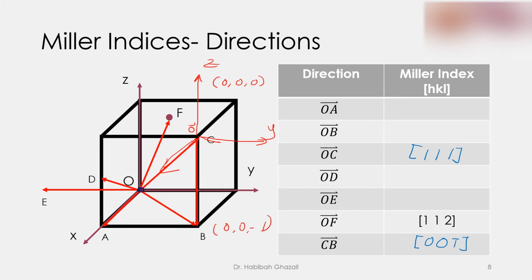So when I subtract them, I have the head here as 0, 0, negative 1, and I have the tail as 0, 0, 0. So when I subtract them, I get 0, 0, negative 1. So they are the same. When you put it in Miller indices in the square bracket, it's [0, 0, bar 1]. So that's another way on how to find the direction.